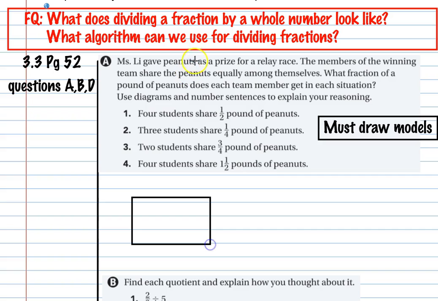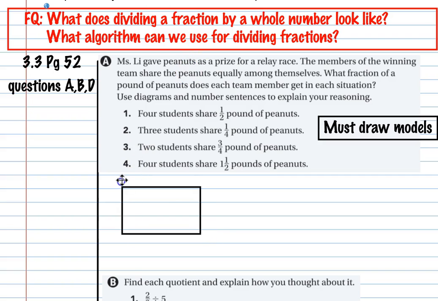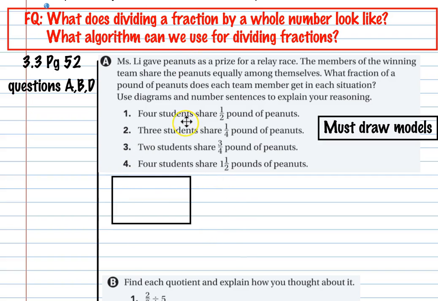So here's my 1 pound of peanuts for question number 1. It says the students share a half pound of peanuts. Okay, so I'll cut this in half. So I'm going to do 1/2 divided by 4 students. So we just did this one in our gallon exercise. So it should look like this.